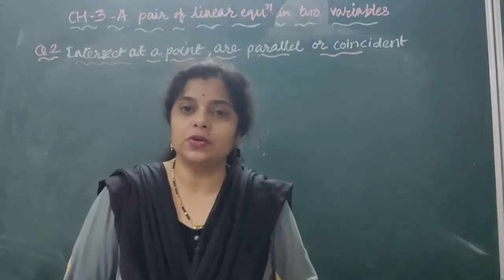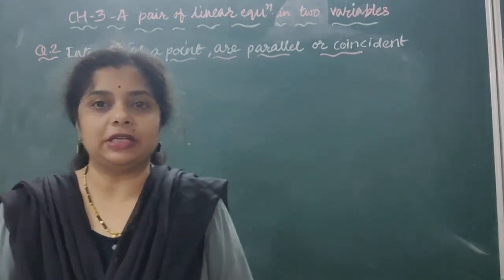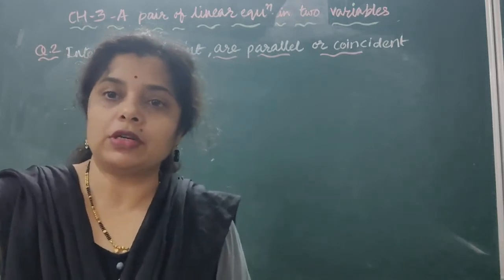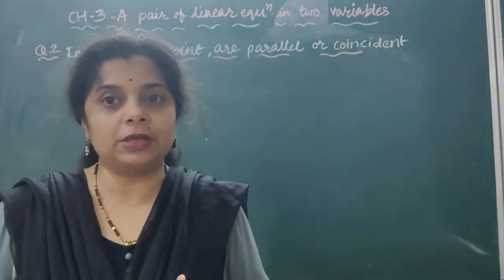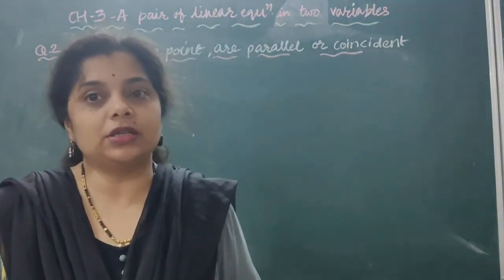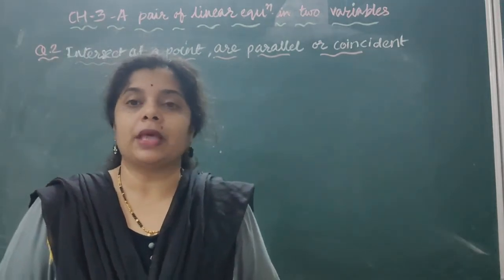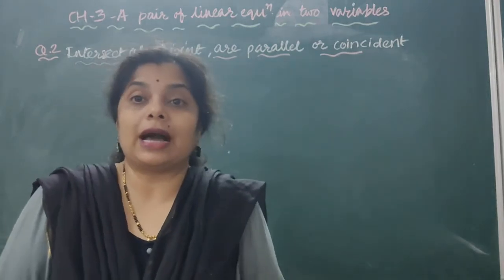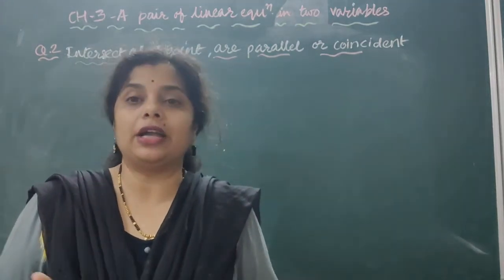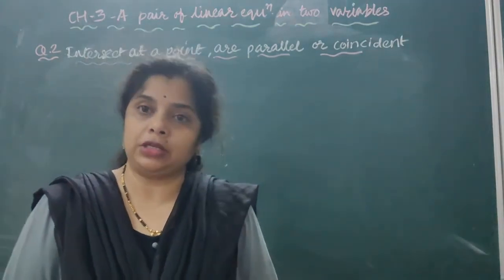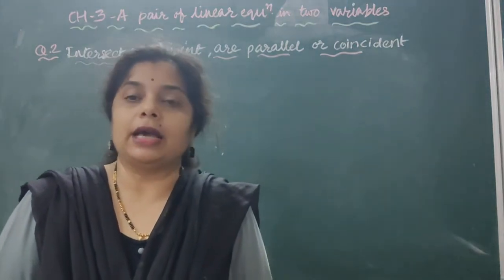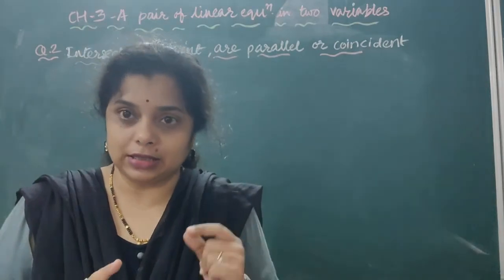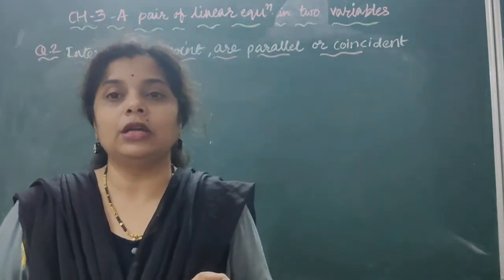Today we are going to continue our third chapter, a pair of linear equations in two variables. And till now, what have we studied? We have studied the graphical representation and algebraic representation of a pair of linear equations, and we also studied how to find out the kind of linear equation. Kind means which type of pair of linear equations is given, either coincident, consistent or inconsistent, like that.